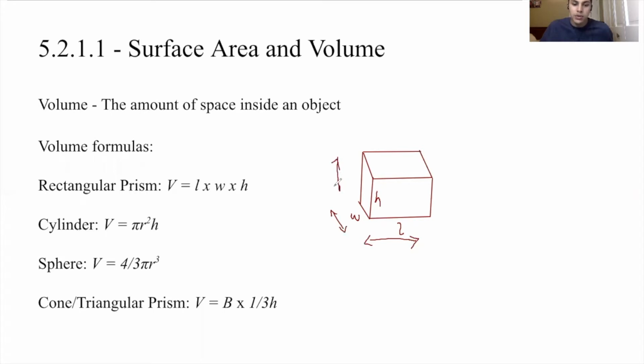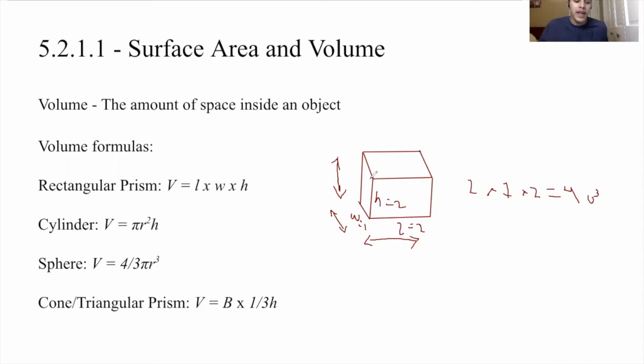So just as a quick example, if the length of this one was 2, the width was 1, and the height was 2, we would do 2, which is the length, times 1, which is the width, times 2, and that gets us to 4. So the volume would be 4 cubic units.